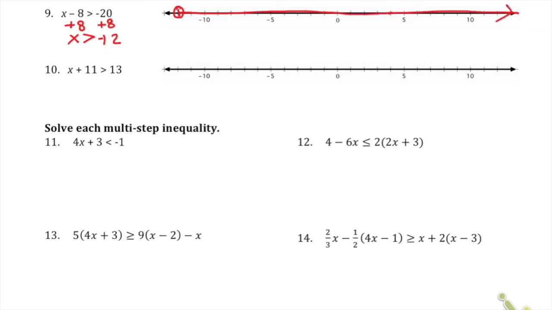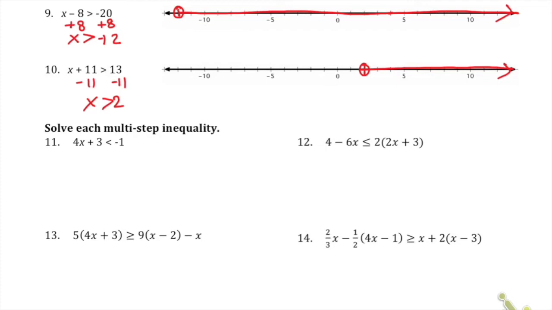If I do this one, I subtract 11 from both sides. X is greater than 2. So I need to find number 2. Number 2 is here. And here I have to make an open circle because it's greater than 2, and x is greater than 2 means it again goes to the right.